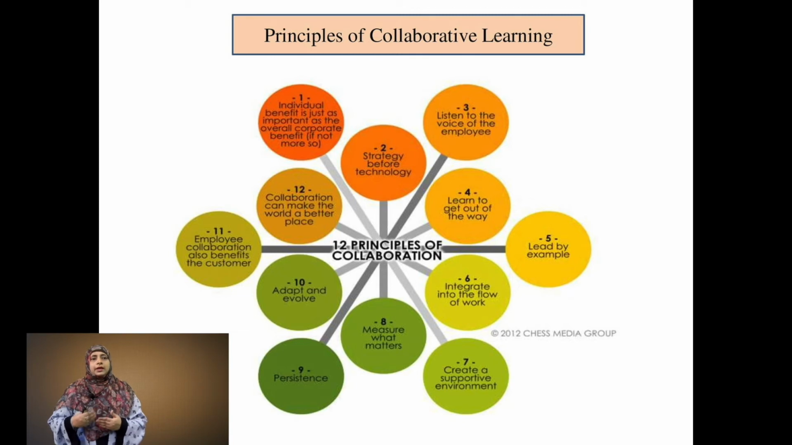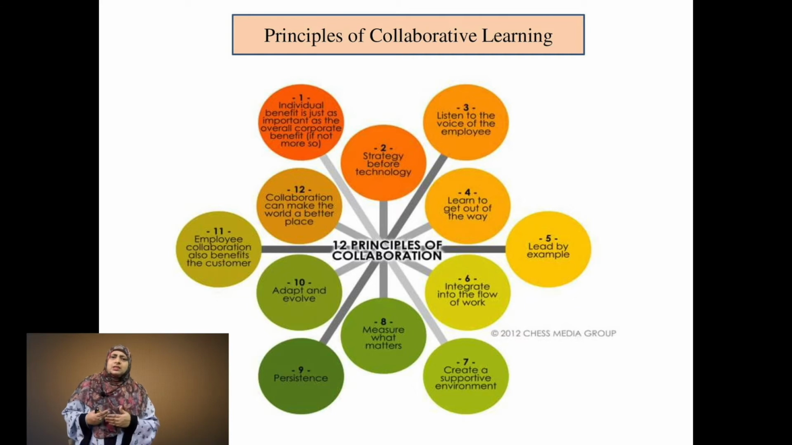Then the tenth is adapt and evolve. When new information is received, try to adopt it and implement it. It's not that you just carry on with whatever previous knowledge you have. The new information which you have got, try to correlate with the previous existing knowledge and carry out your work. Then the eleventh one is employee collaboration also benefits the customer.